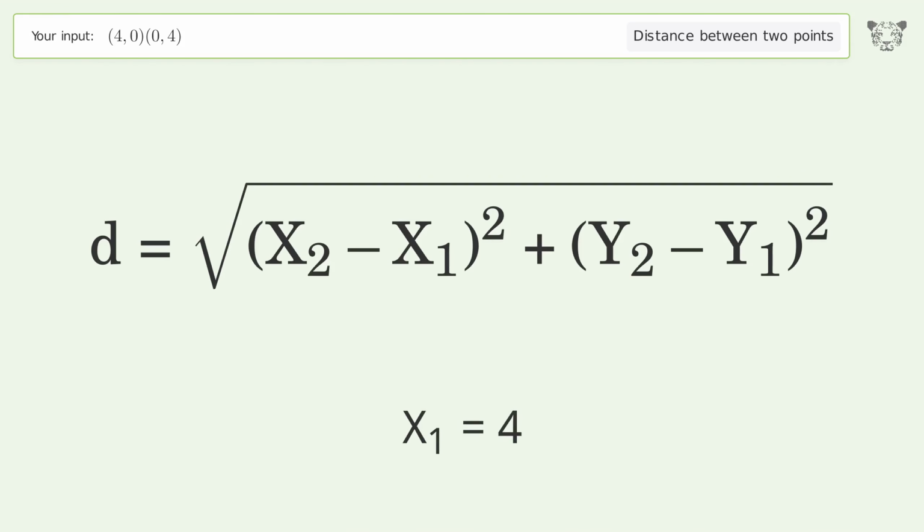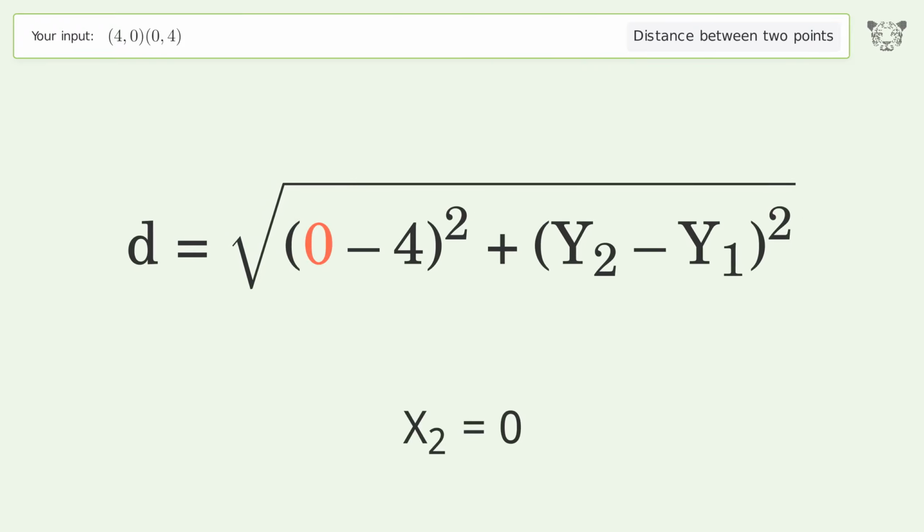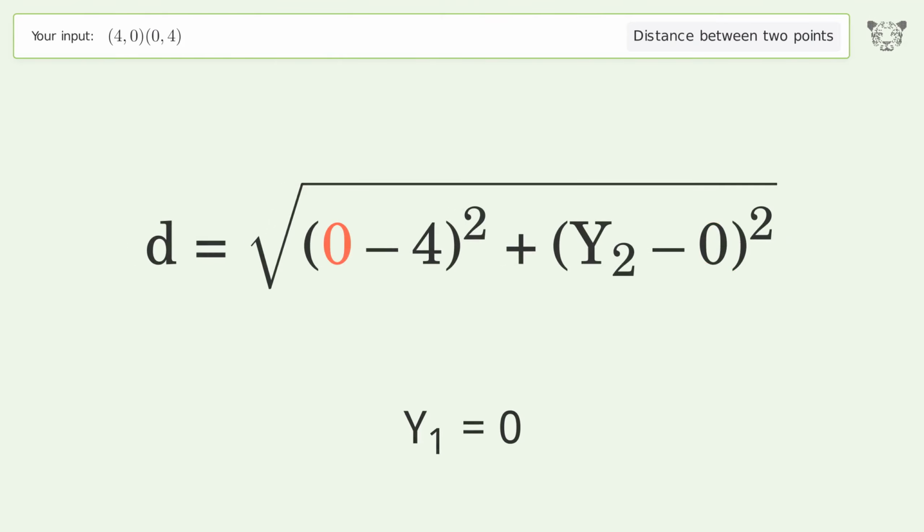x1 equals 4. x2 equals 0. y1 equals 0. y2 equals 4.